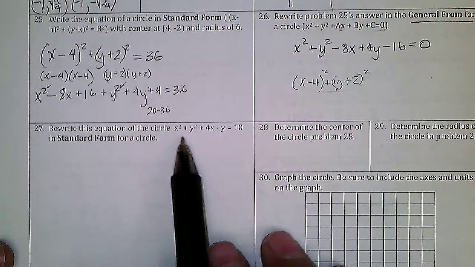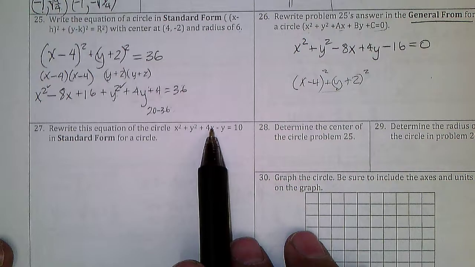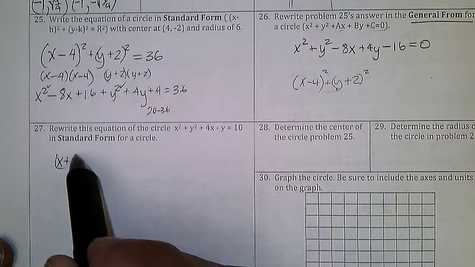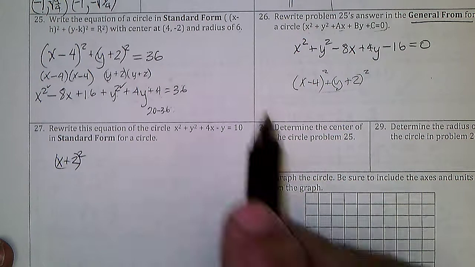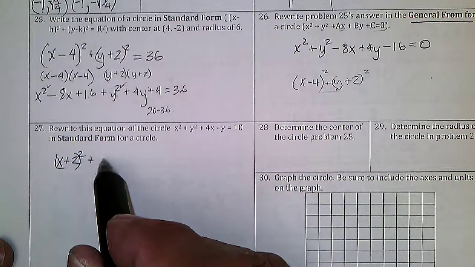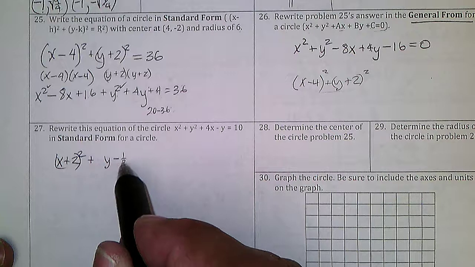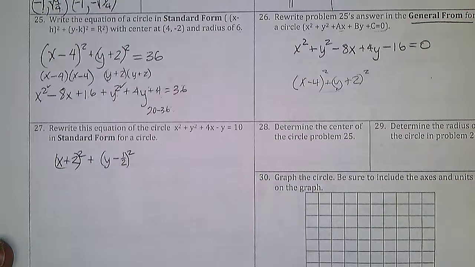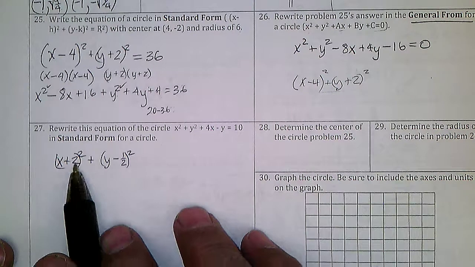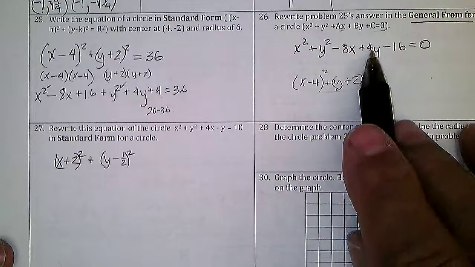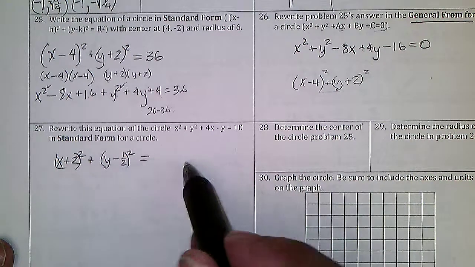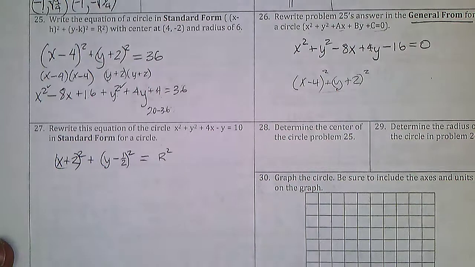So now we come down here and we've got x squared plus 4x. So that means that it was x plus 2 squared. And we have y squared minus y, which means it had to have been y minus 1/2 squared. Half of minus 1 is a half. Half of 4 is 2. Half of negative 8 is 4. Half of 4 is 2. All right. And that's supposed to equal the radius squared.